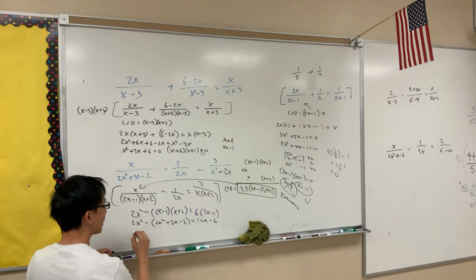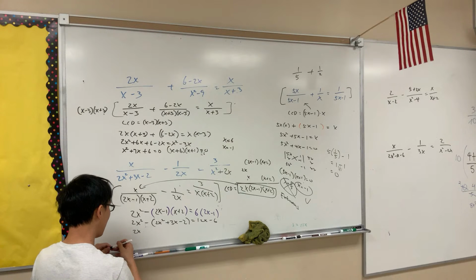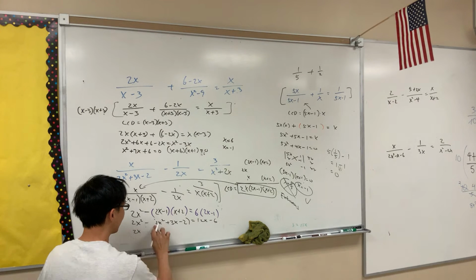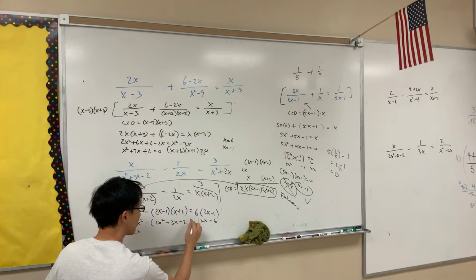Now I'm going to distribute a negative sign. See, that parenthesis does matter. I'm going to color code this. I don't like color code. People say that's very helpful sometimes.